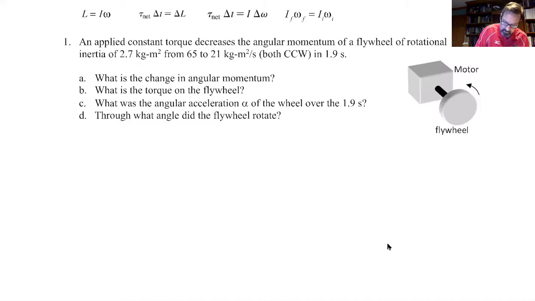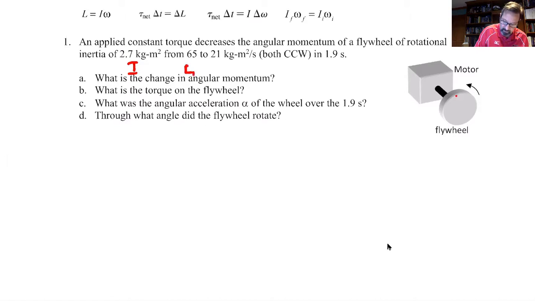And so what we're given here for this flywheel, this thing that's rotating around right here, is I guess the moment of inertia of the thing. And then what else are we told? The angular velocity and applied constant torque decreases the angular momentum from 65 to 21 kilogram meter squared per second. That must be the right units for angular momentum. Talked about that on the video last night.